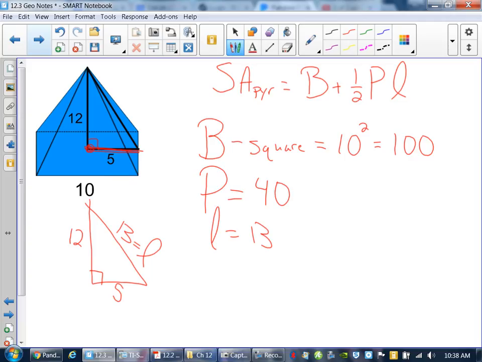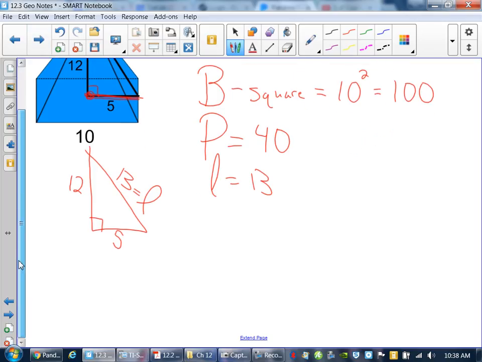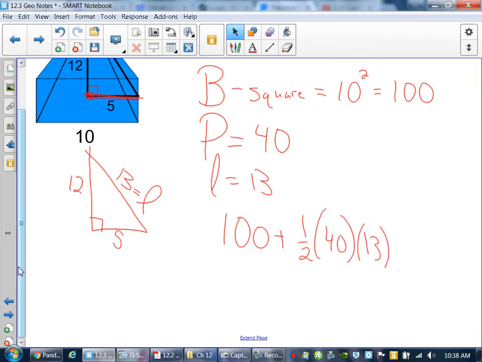When you write this all the way out, would you put the parentheses around the P and the...? Yeah, this just shows that it's multiplied. So when I go to write all this out, we know it's perimeter. The area of the base, which is the 100, plus 1/2 of 40 times 13. I got 360. I agree. 360 something squared, because it's surface area, so you have to remember the units.